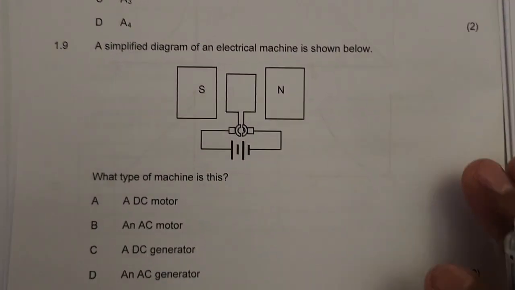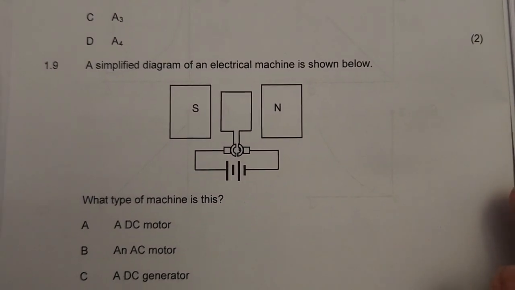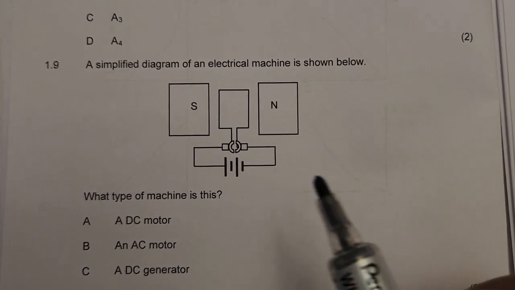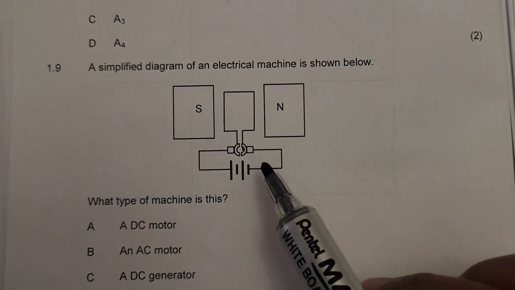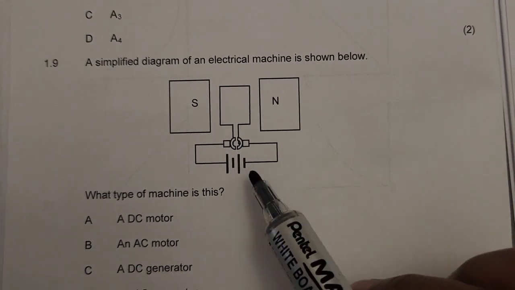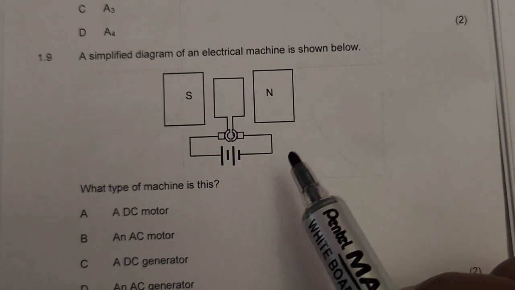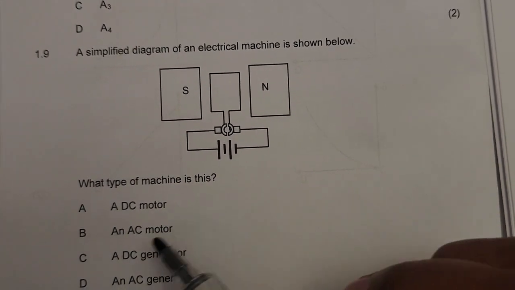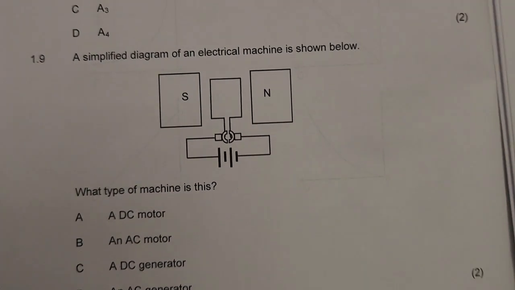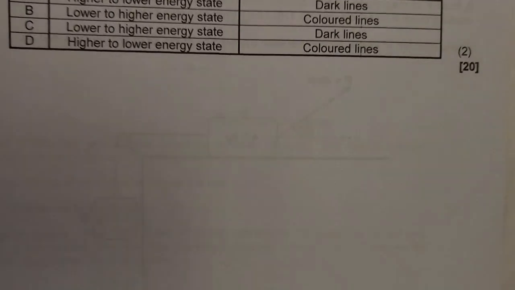We come to this one, a simplified diagram of an electrical machine shown here. Now we look at this electrical machine. Obviously it's DC, and if it's DC, it becomes a motor, because you have to supply the current here so that the coil can turn. So this becomes a DC motor. Now what type of machine is this one? A DC motor. That's number 1.9a. Thank you. Then the last question in this case, wrapping up the multiple choice.